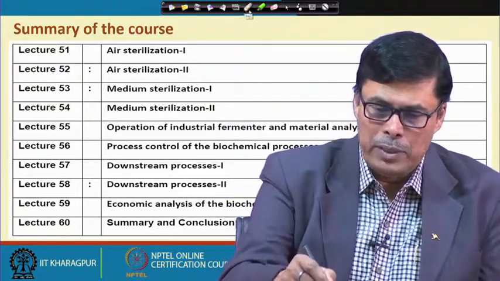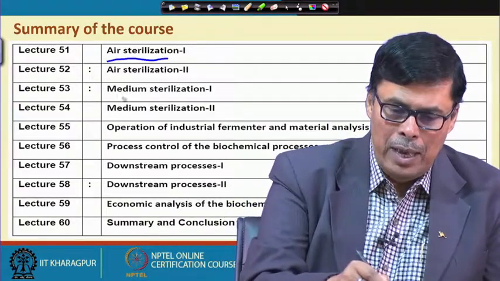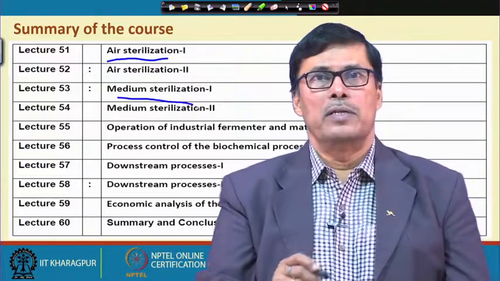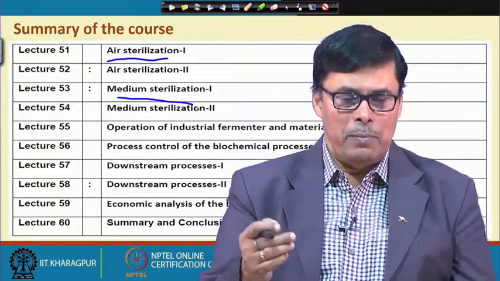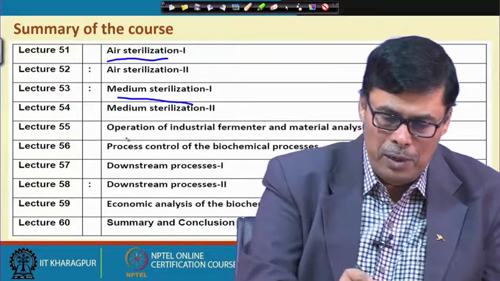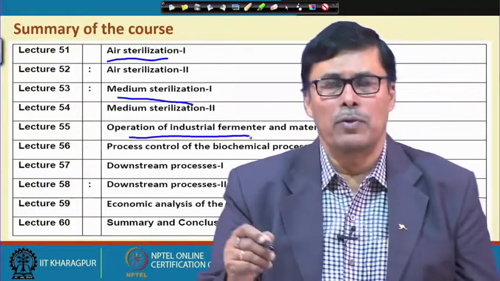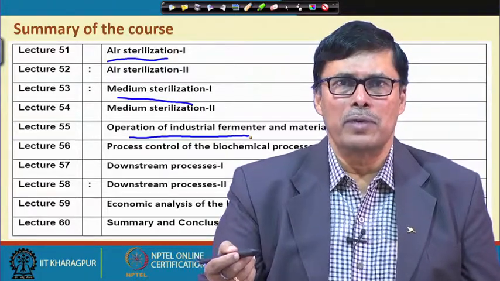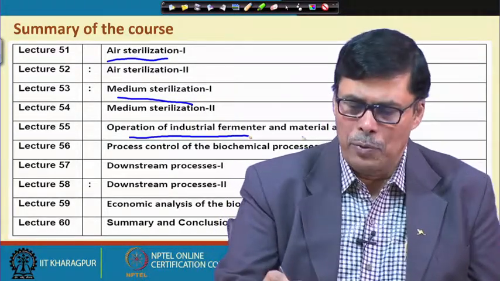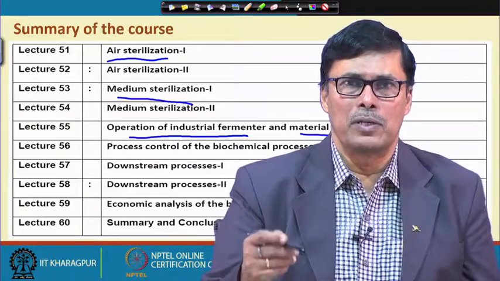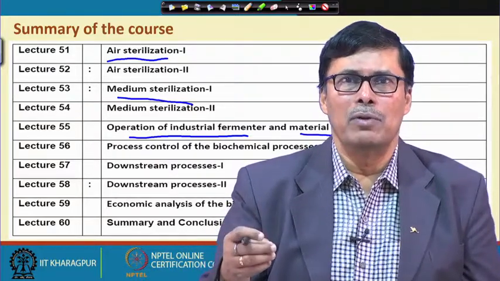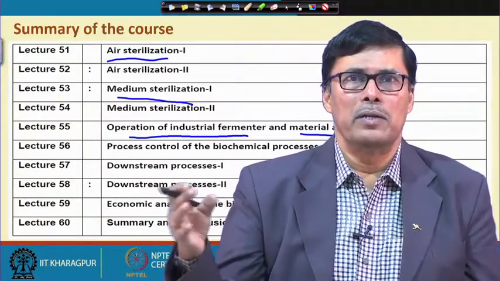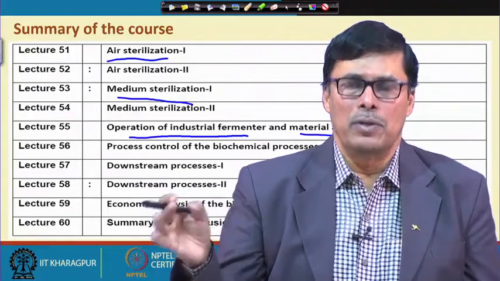We also discussed the air sterilization and medium sterilization of this process in detail, and how these processes can be designed. And then on operation, we have given the instance of the operation of an industrial fermentation process. I have given the instance of the citric acid industry, and how you can do the material analysis of the process, how you can calculate how much material is required through the operation of the different processes.